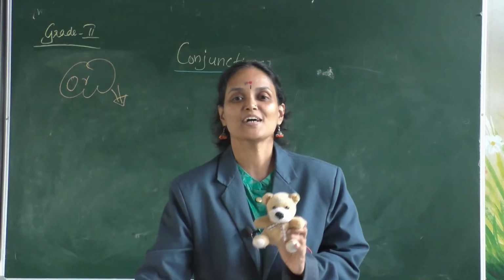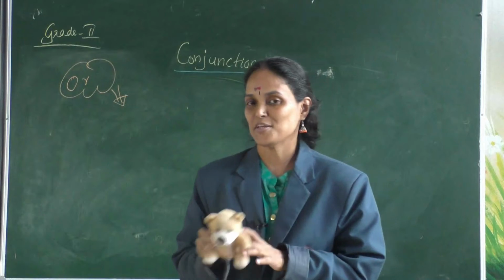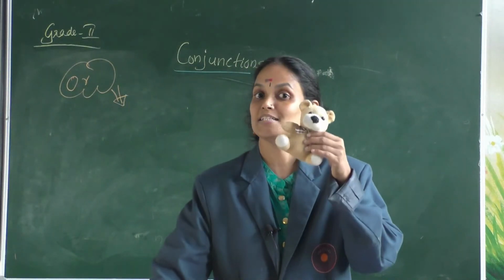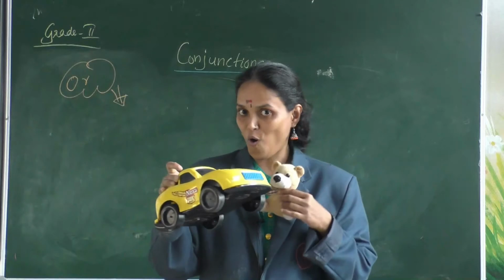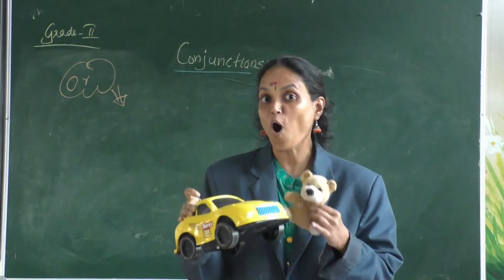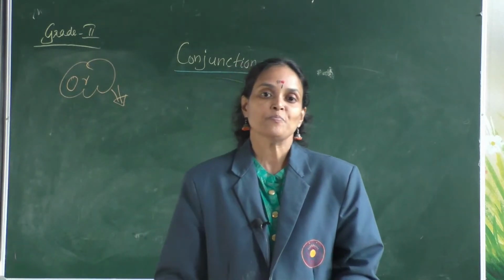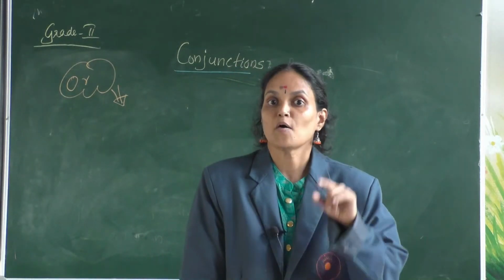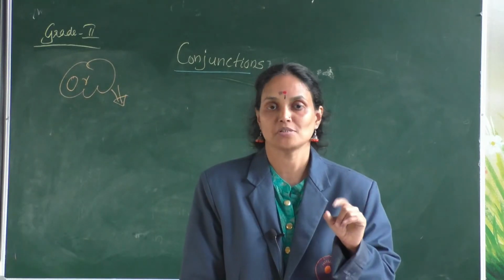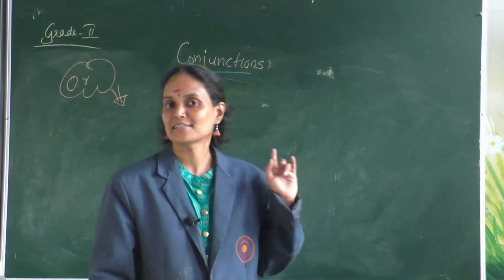See, if there is a choice, we use the conjunction or. Do you want a teddy bear or do you want a toy car? Or. The conjunction or is used to frame sentences when there is a selection or when there is an option or a choice. Okay, let me write down the sentences here.